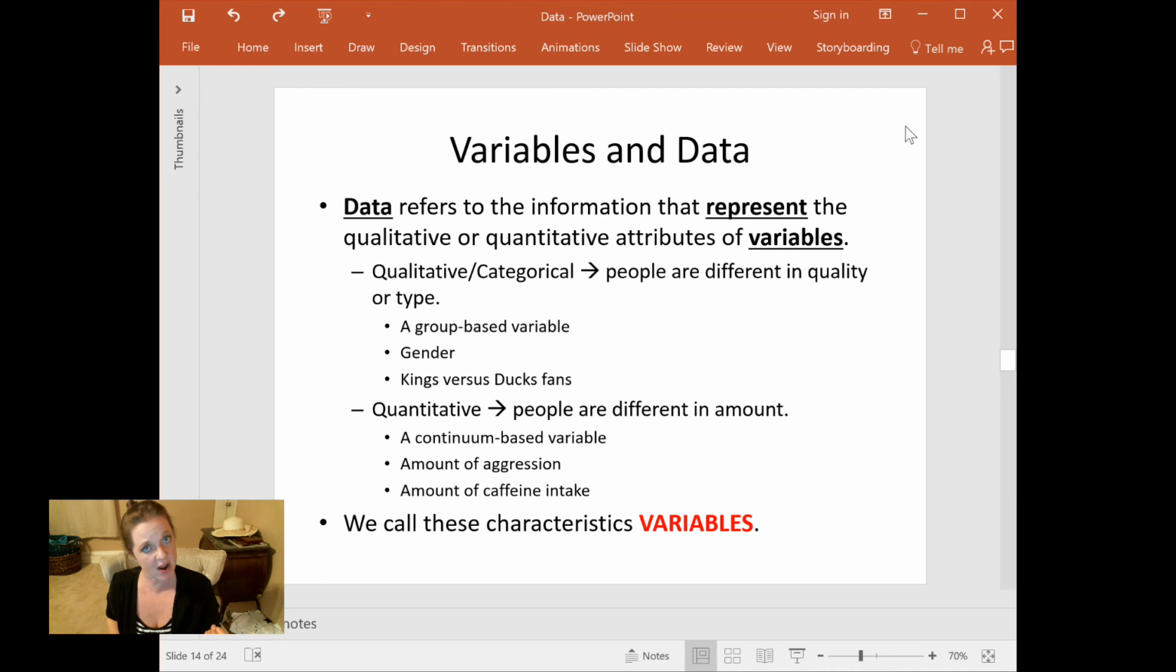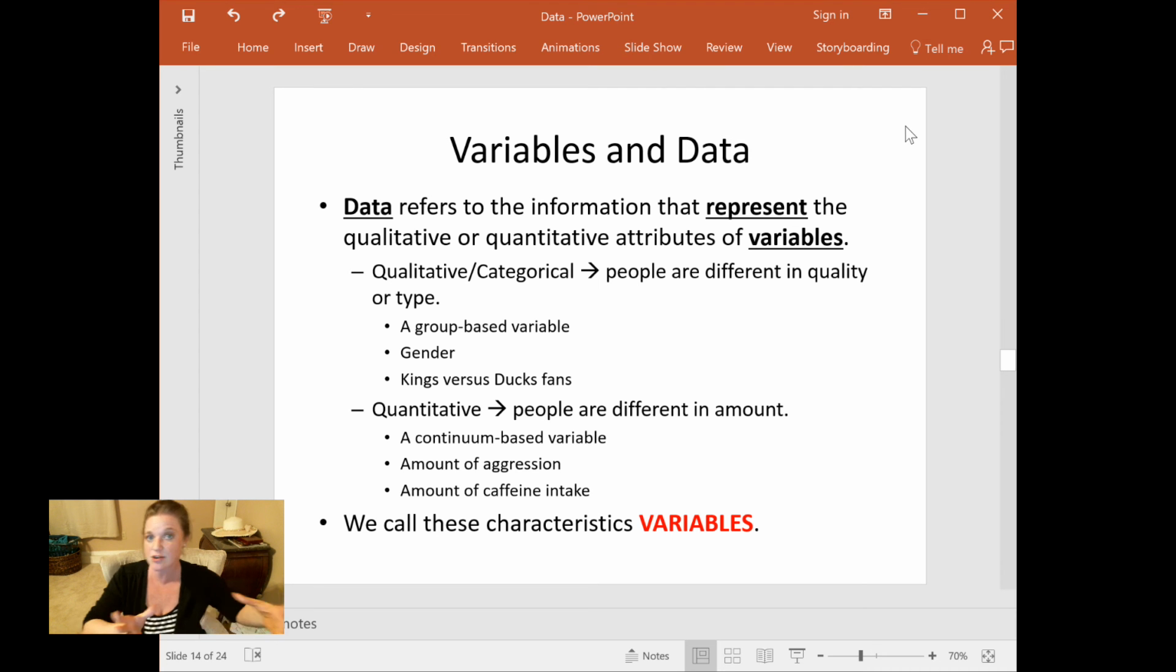If you think about the variable gender, or what is your gender, someone is going to give me an answer that is a word. I'm a man. I'm a woman. I'm intersex. I decline to state. I don't like your question. Either way, it's going to be a word. Or if I ask you, are you a Kings or a Ducks fan? Because you cannot be both. The answer to my question, the variable, is which are you? Kings or Ducks? That's the variable.